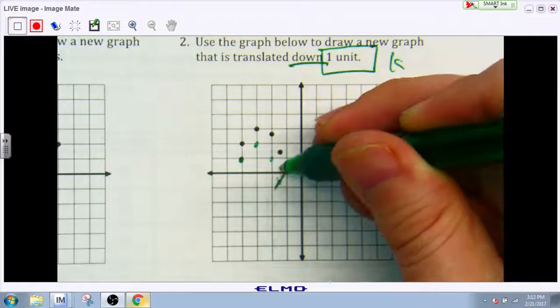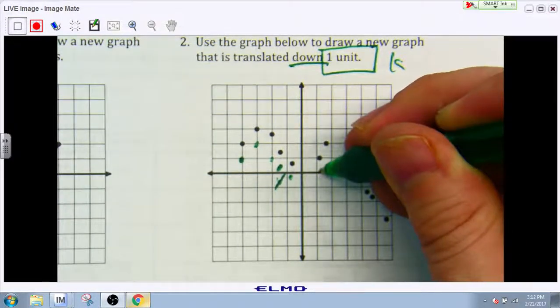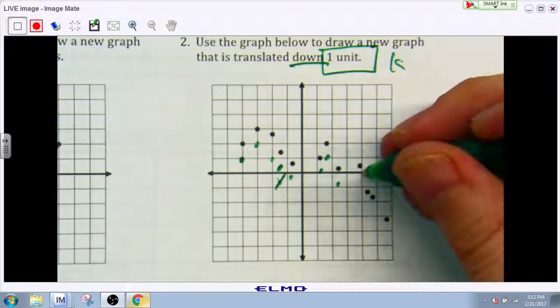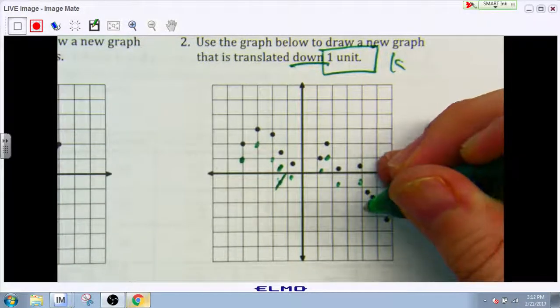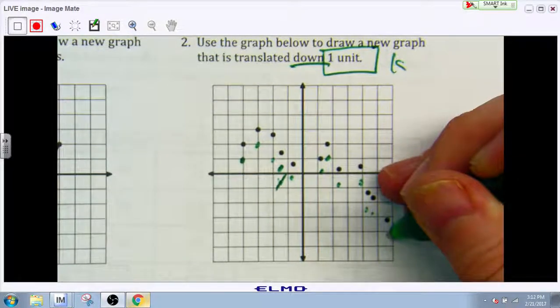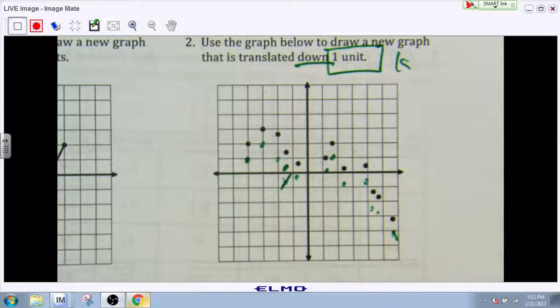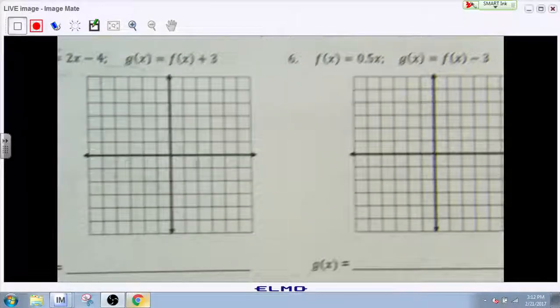Whoops, I overdid it. It's supposed to be there. All right, so it's supposed to be a little wonky. There we go. Right here. About there. Okay. So pretty much what we're going to be doing is just looking at these and moving them however it says. Nothing too terrible. Let's look at the B side here.